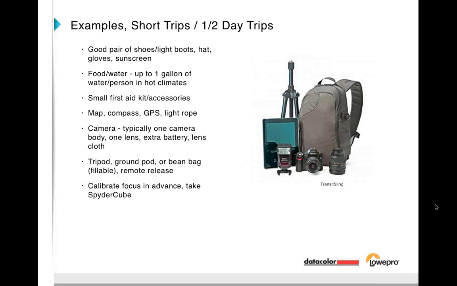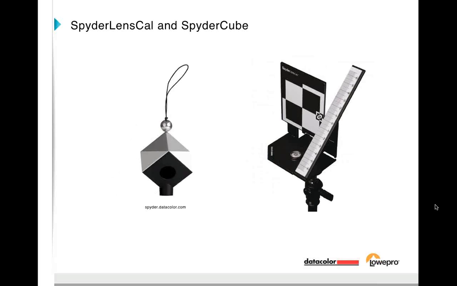You want to calibrate your focus in advance with a spider lens cal, and you want to take a spider cube to shoot for your color management issues, for color balancing your photos. Talk about them briefly. There's quite a bit of recorded webinar and written material on the blog about these devices. I'm not going to spend a lot of time on these except to say that the spider cube of the two of them is perhaps the more indispensable. You can put it in any shot and get a gray balance off of it, and you can also use it to manage your exposure.